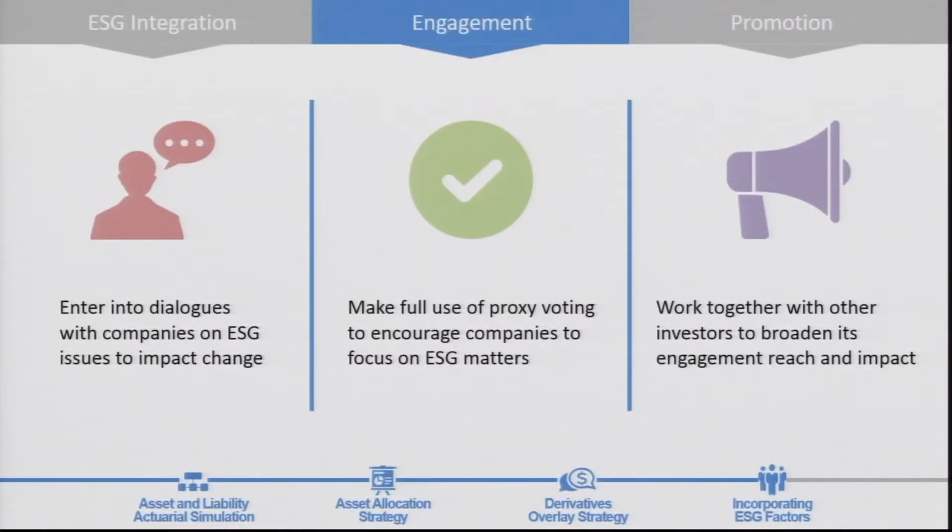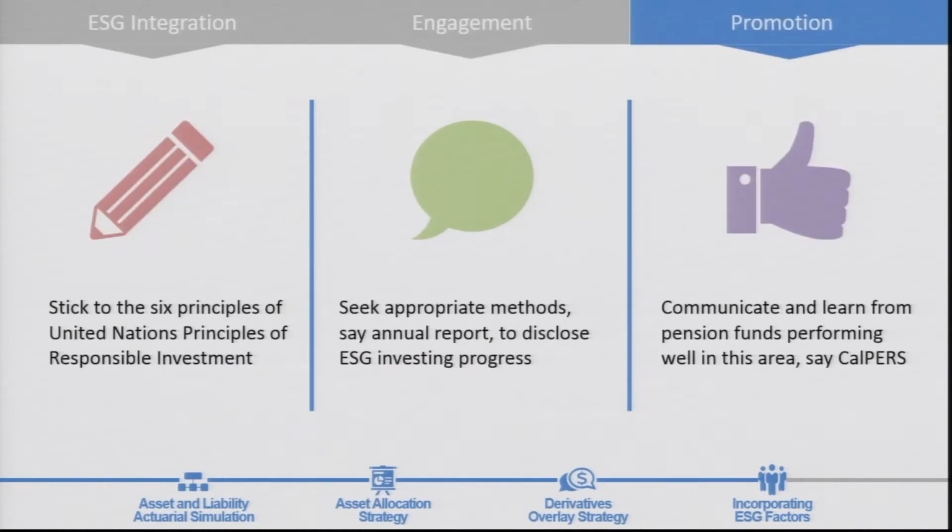Apart from that, ESG risk factors should also be taken into consideration when doing comprehensive risk management. To become more engaged, members should first enter into dialogues with the companies it invests in and use proxy voting to encourage the changes it wants to see on matters of ESG. Apart from that, it should collaborate more with other investors to broaden its reach and impact. To promote ESG investing, it should first adhere to the 6 principles of UNPRI itself and regularly disclose its ESG progress. It should also communicate more with other peers, such as CalPERS, who has done a really good job in such an area, and learn from their experience.